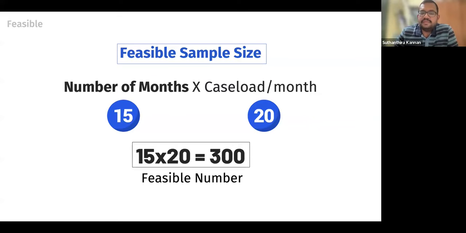Suppose you are doing the thesis on diabetic neuropathy complications. There should be 20 diabetic neuropathy cases per month, because 300 is the sample size, and they will expect a feasible sample size. Okay, so make sure of that.